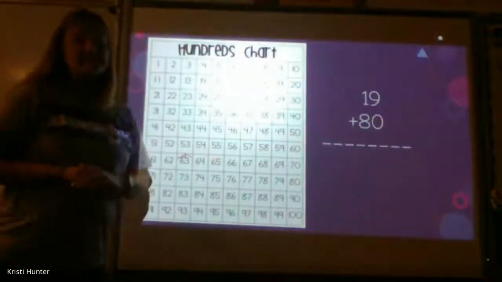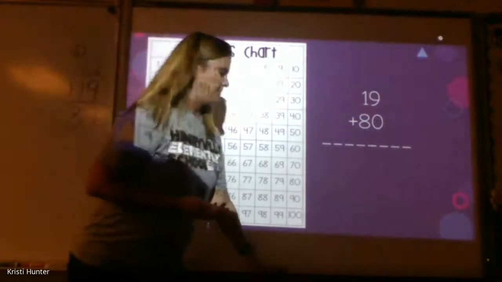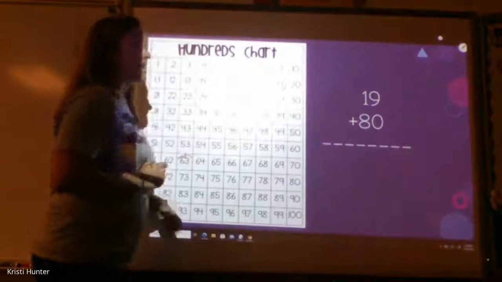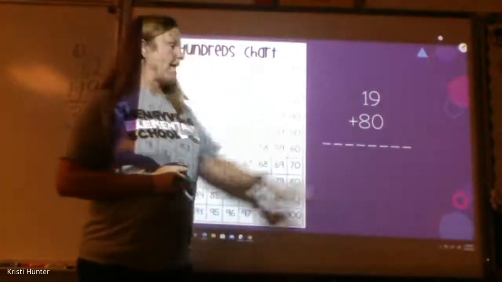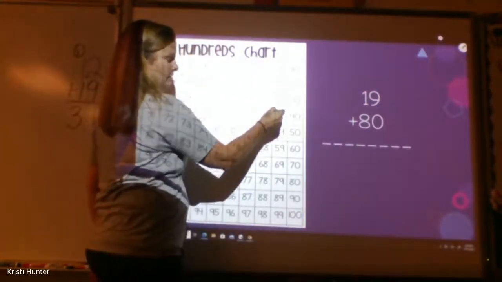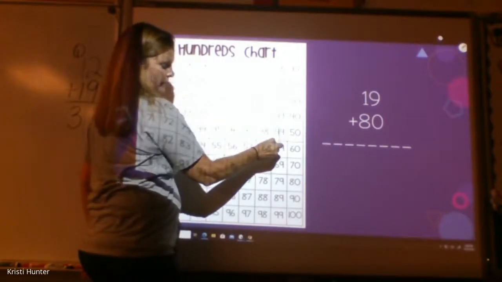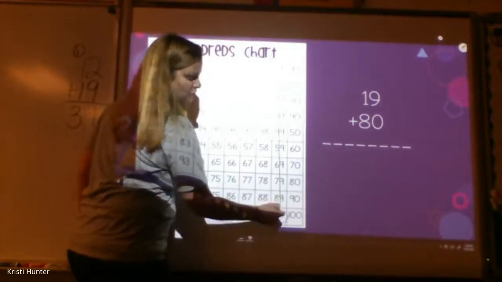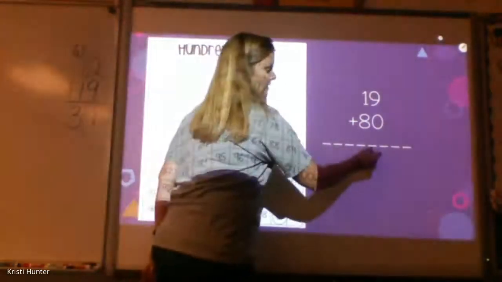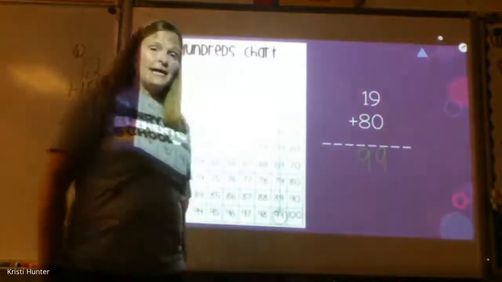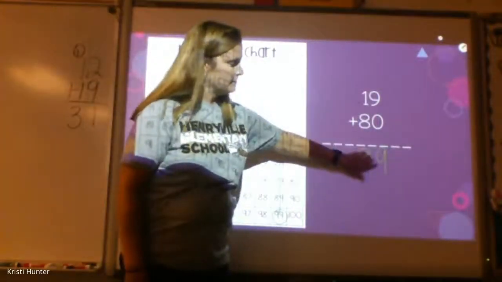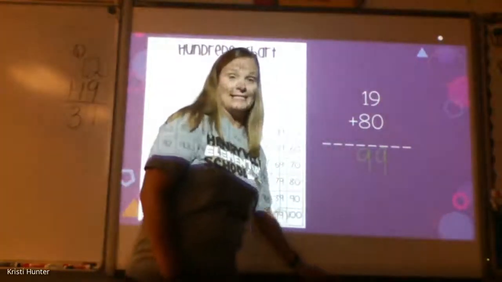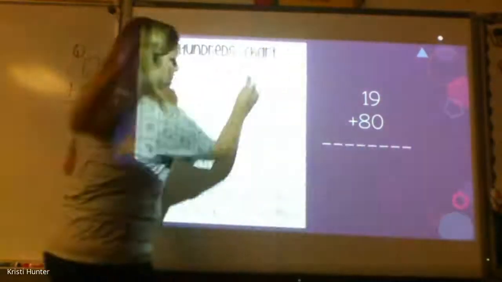I have 19 plus 80. It's a big one. So I'm going to find 19 on my hundreds chart. 80, that means I need 8 rows of 10. So 10, 20, 30, 40, 50, 60, 70, 80. Took me all the way down there to 99. Again, I can check my answer by adding up my ones, adding up my tens, and I get the same answer of 99. All right, let's practice some more.